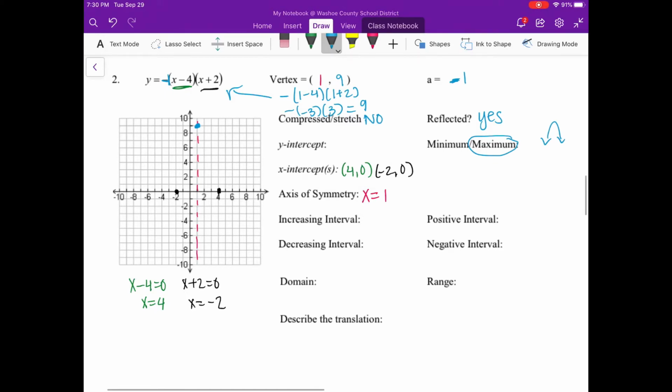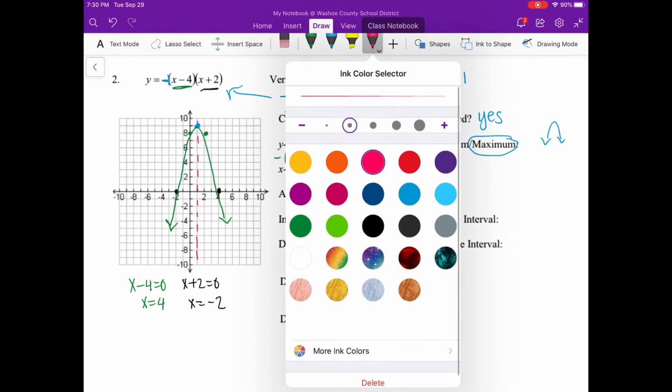Next is the y-intercept, and the y-intercept is when x equals 0. So again, you're going to take your original equation and replace any x's that you see with a 0. And in this case, that's going to give me a +8. So that's my y-intercept. I can use symmetry to plot one more point and then sketch my graph.